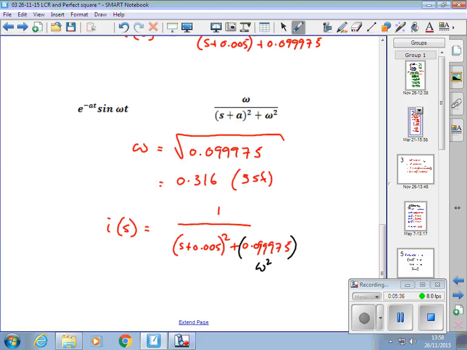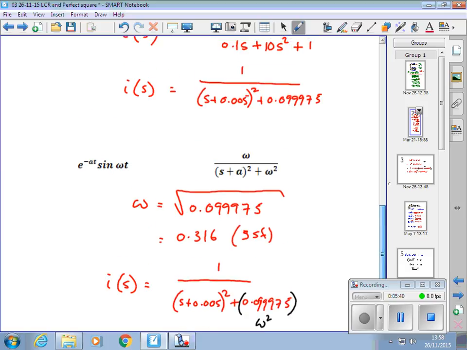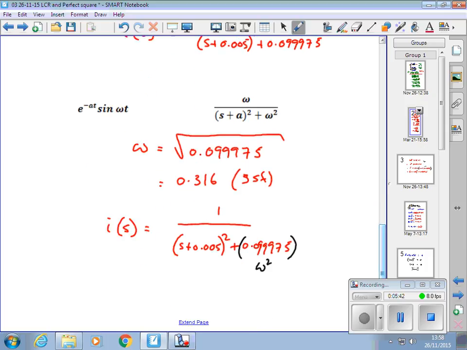This needs to be 0.316. So we multiply the top by 0.316 to make that 0.316 on the top. But that means we've also got to divide it by 0.316. So we put a bracket around it and we write this. We multiply top and bottom by 0.316 effectively.